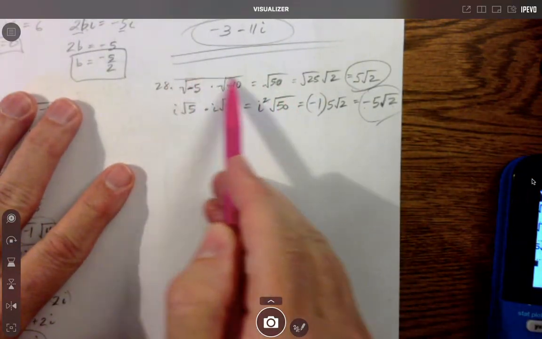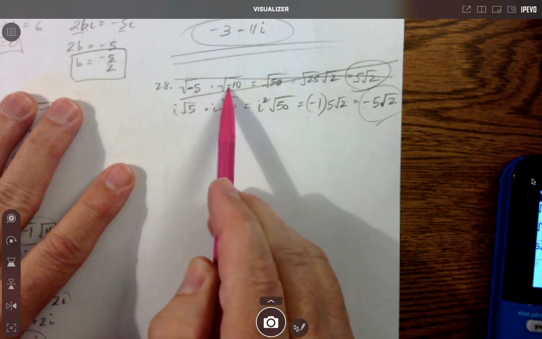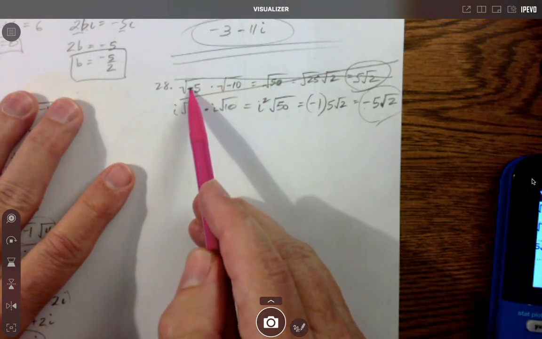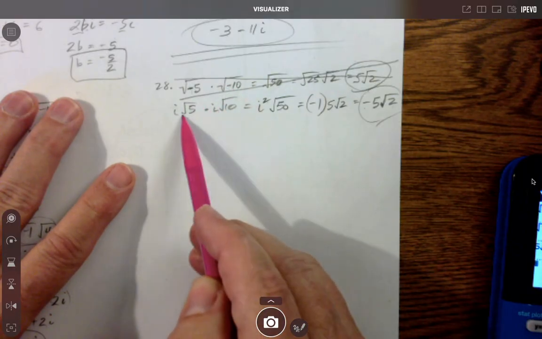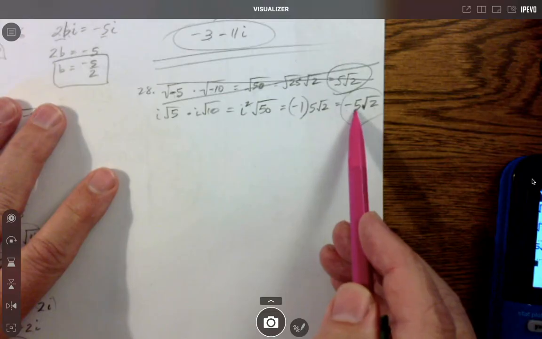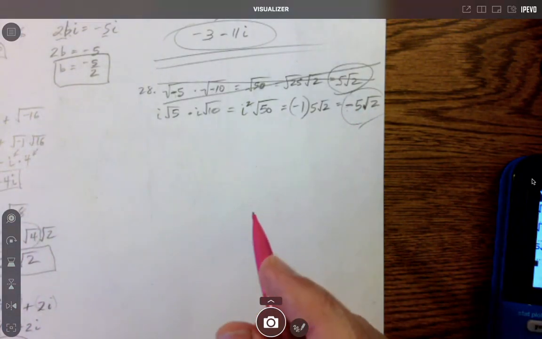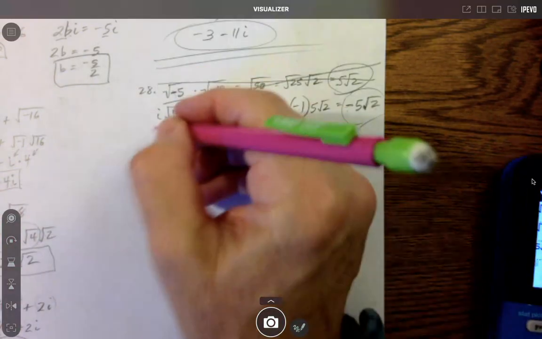So, bad on me. This was incorrect, what I did here, right? When I multiplied this and got a positive, that is incorrect under the square root. You got to bring these negatives out as an i. And then when you multiply them, you get i squared, and that's going to result in a negative answer. So let's try another one like that. So that was 28. Let's look at 30.